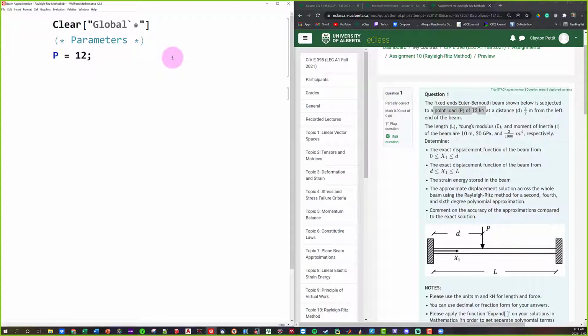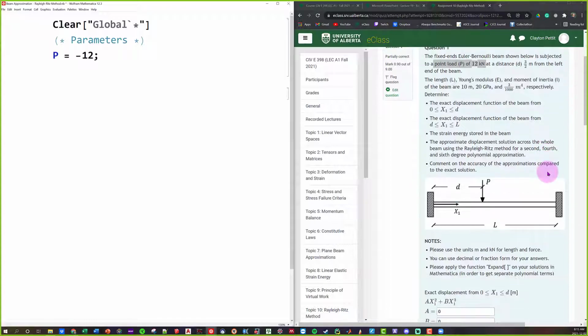What do you think? All right, you guys are on your game. Negative. And the reason why, as we can see in our diagram, P is going downwards. So we're going to have a negative. The second thing I'm going to ask you is, do we want it as 12, which is basically kilonewtons, or do we want it as 12,000, which is newtons? What do you think?